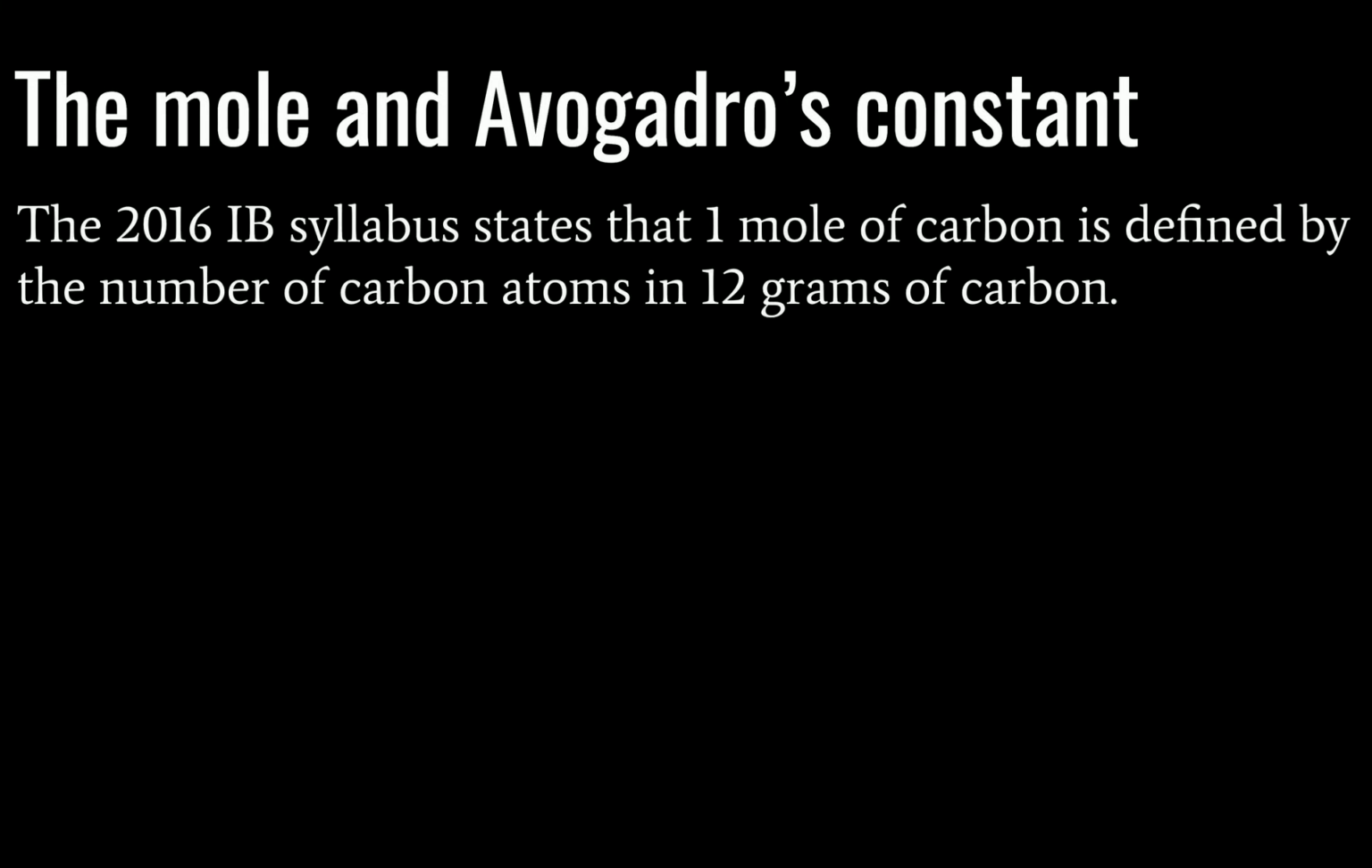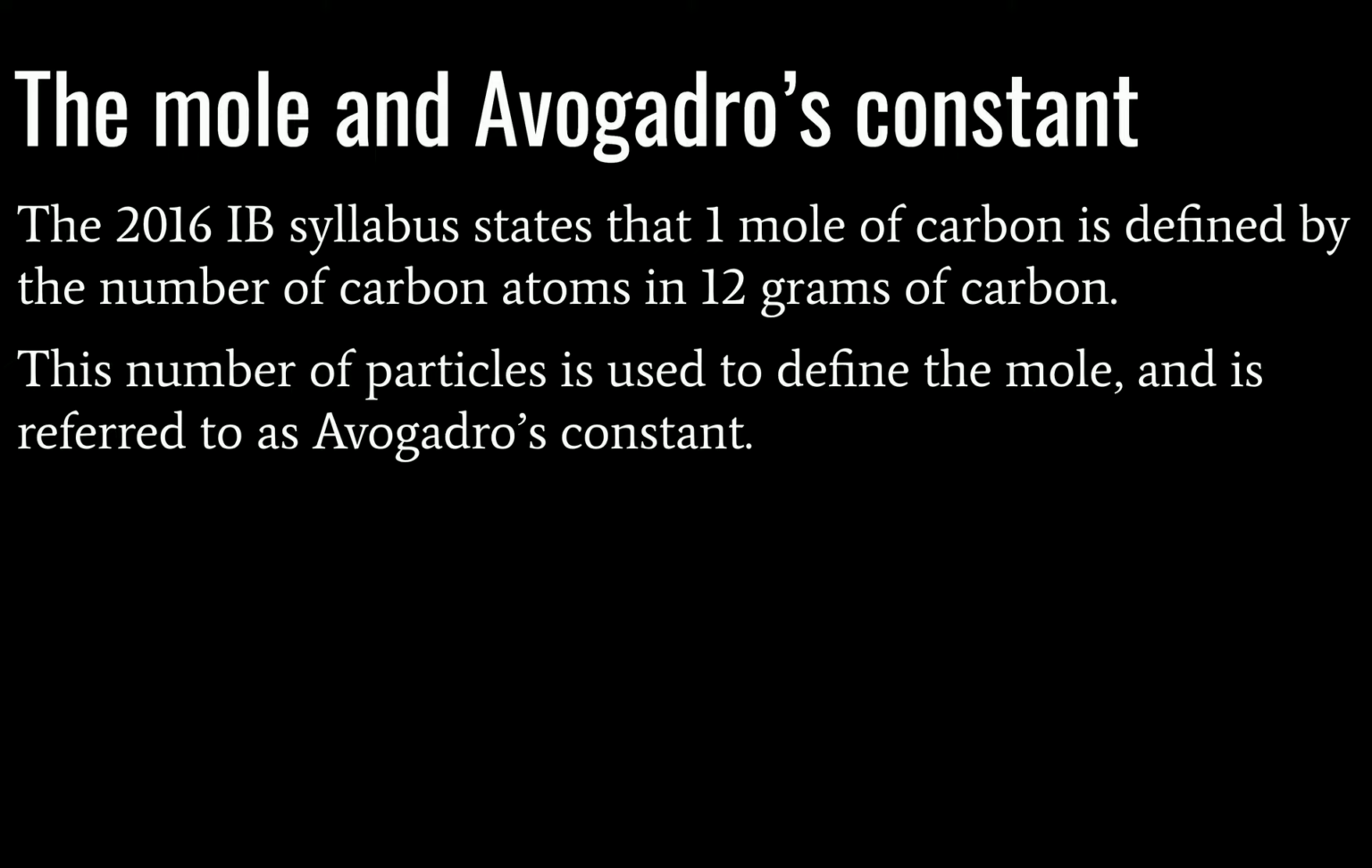So, let's take a look at the mole and Avogadro's constant. First, the old definition of a mole is based on this. 1 mole of carbon is defined by the number of carbon atoms in 12 grams of carbon. The reasons for this are directly related to chemistry and making the periodic table more useful. We will have covered this in grade 10 chem, so I'm not going to get into it here. But the number of particles as defined by the number of carbon atoms in 12 grams of carbon is the mole. And we call this number Avogadro's constant.